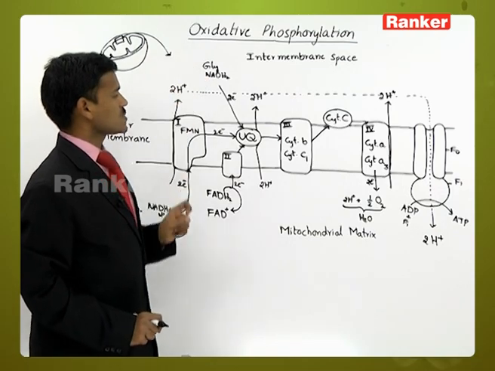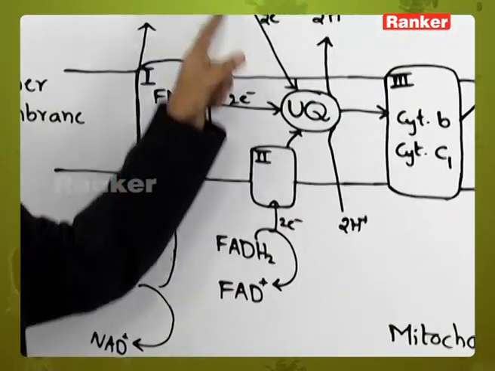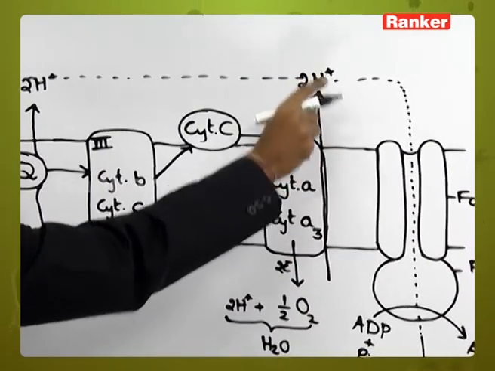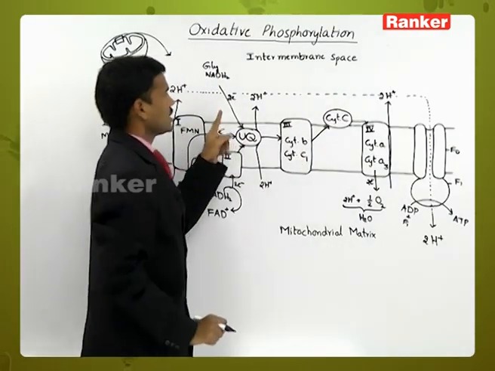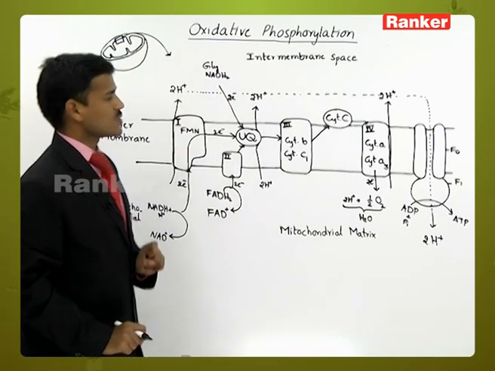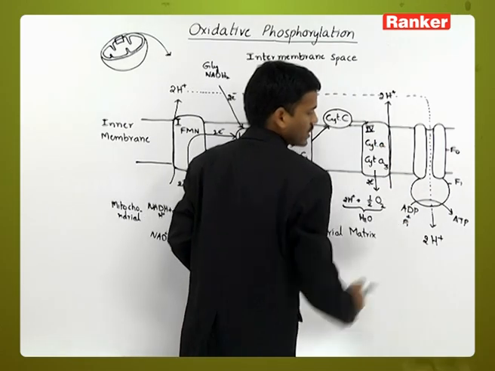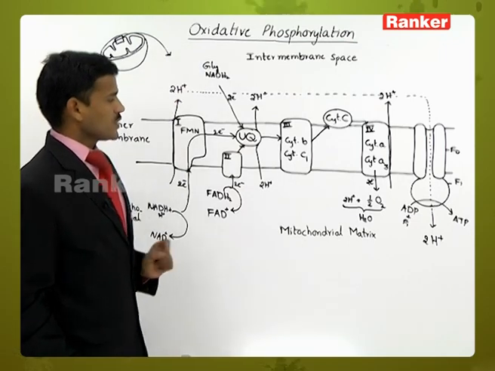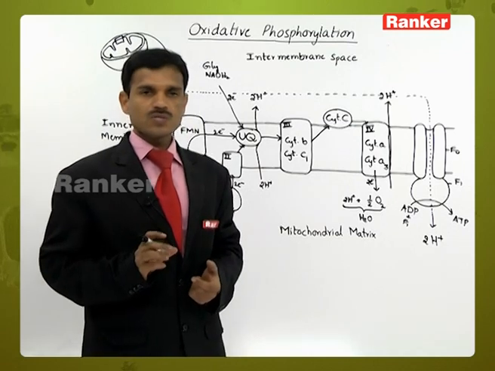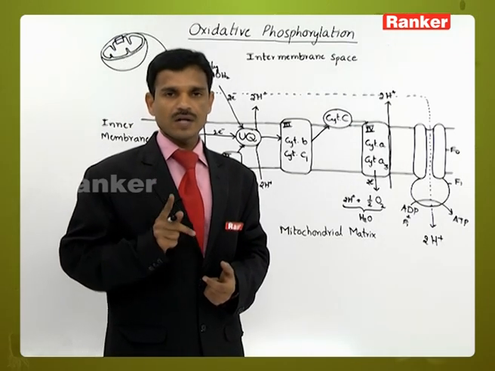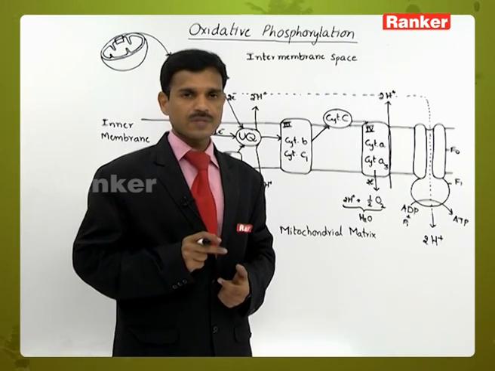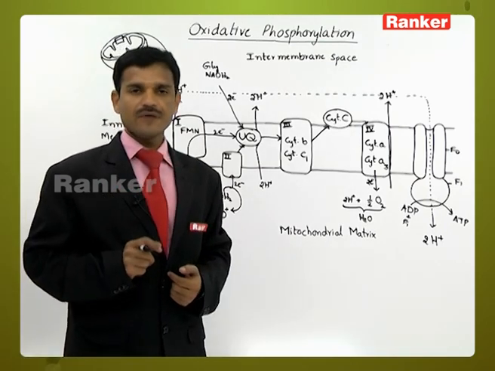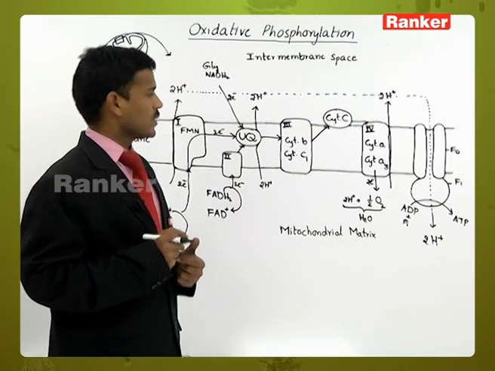Next, when glycolysis NADH2 is oxidized, 2 protons are moving from here to here, and 2 protons are also translocated here. So a total of 4 protons are translocated during the oxidation of glycolysis NADH2. These 4 protons produce 2 ATPs. So one glycolysis NADH2 is equal to 2 ATPs, mitochondrial NADH2 is equal to 3 ATPs, and FADH2 is equal to 2 ATPs.